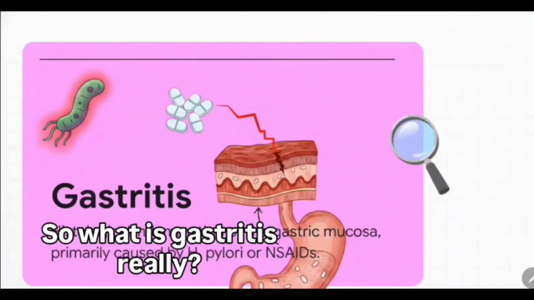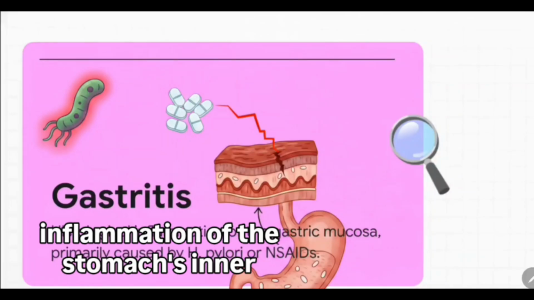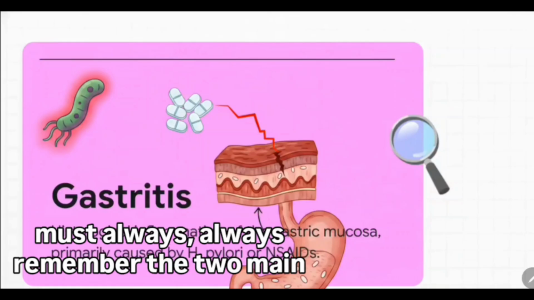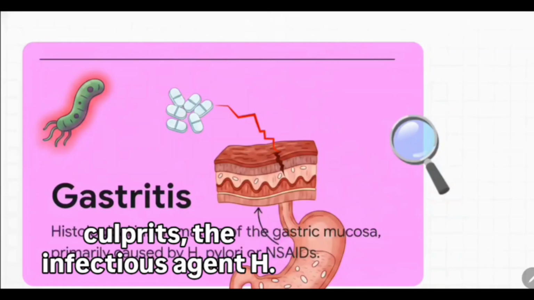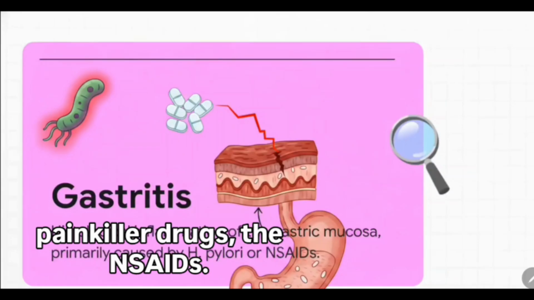So what is gastritis really? Simply put, it is the histological inflammation of the stomach's inner layer, the mucosa. And for your exams, for your MCQs, you must always remember the two main culprits: the infectious agent H. pylori and damaging factors like common painkiller drugs, the NSAIDs.